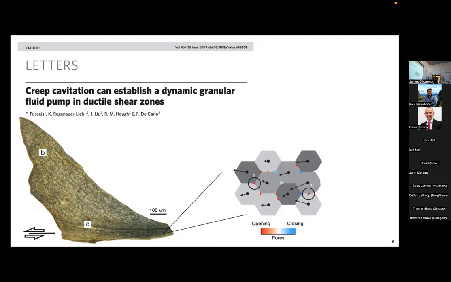And this is a relatively radical idea because it changes the whole problem from diffusion dominated to advection dominated, and it really makes the whole coupled response of a shear zone far more complicated at depth than we would have just said is purely viscous.